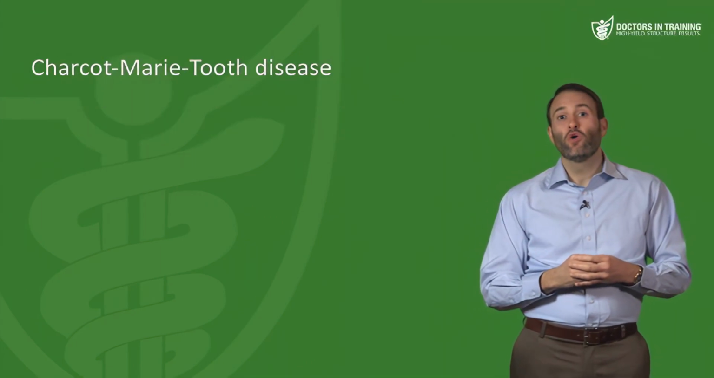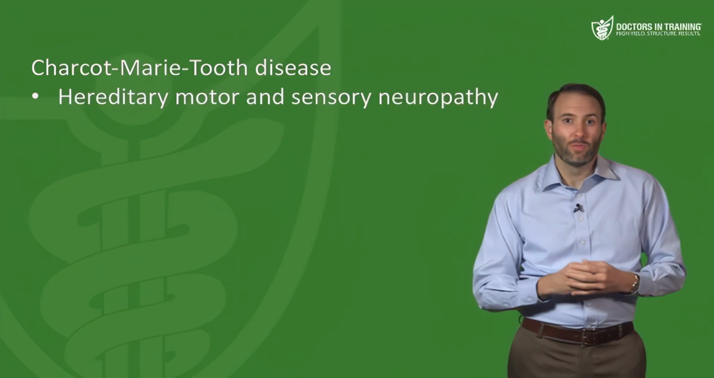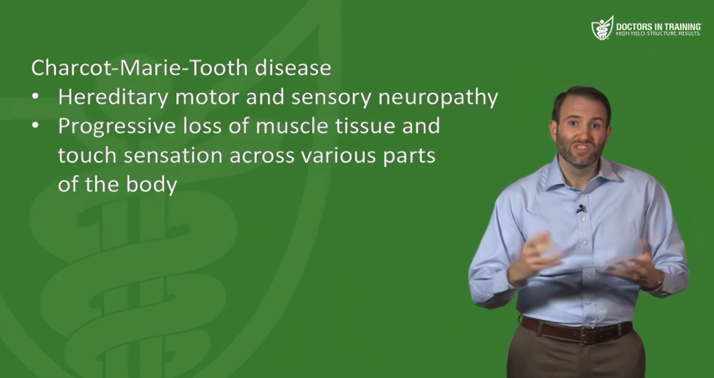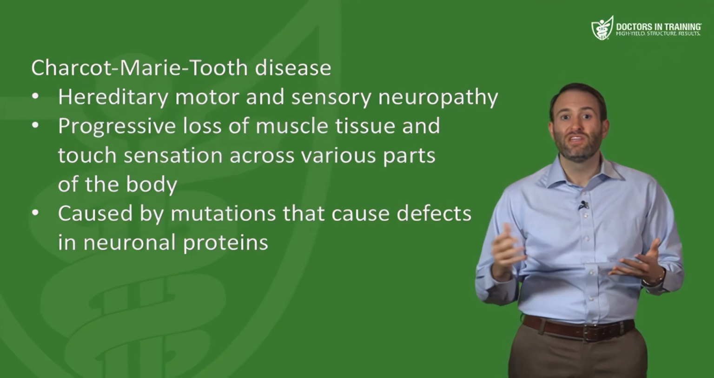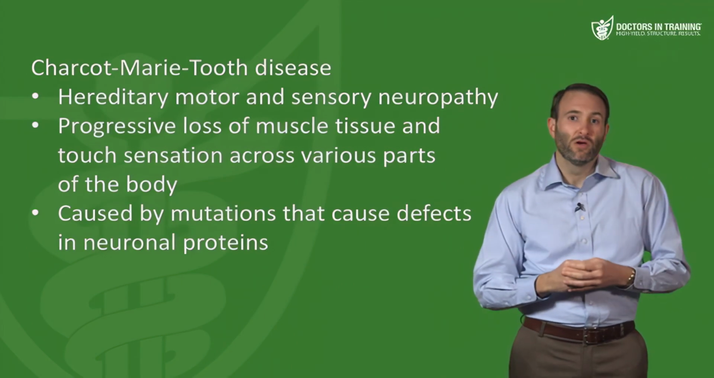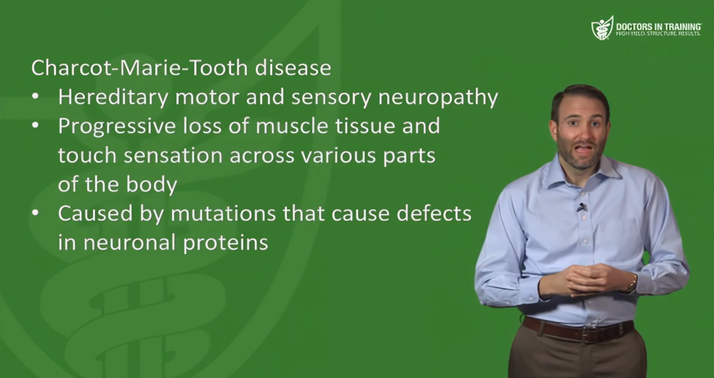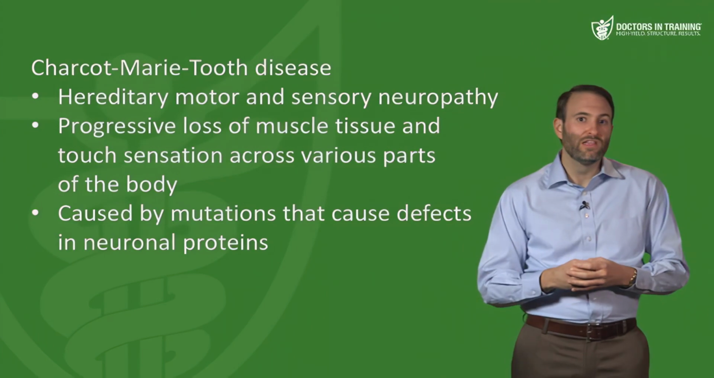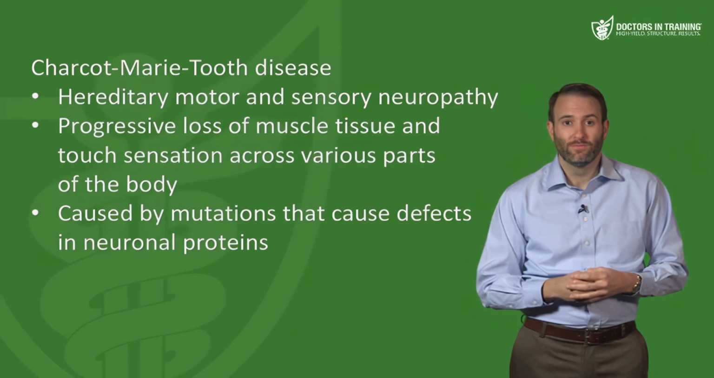Then the next one is Charcot-Marie-Tooth disease. So this is a hereditary motor and sensory neuropathy. So it's characterized as a progressive loss of muscle tissue and touch sensation across various parts of the body. It's caused by mutations that cause defects in neuronal proteins. So there can be problems with neurons. There can be problems with myelin sheaths as well. I actually have a patient that couldn't feel his feet very well due to this disease, which then led to chronic trauma, and then eventually had to have one of his feet amputated.